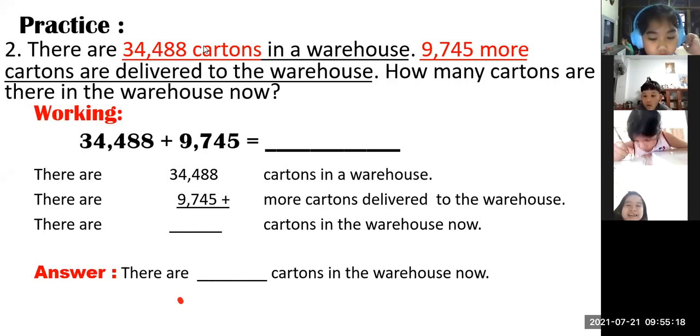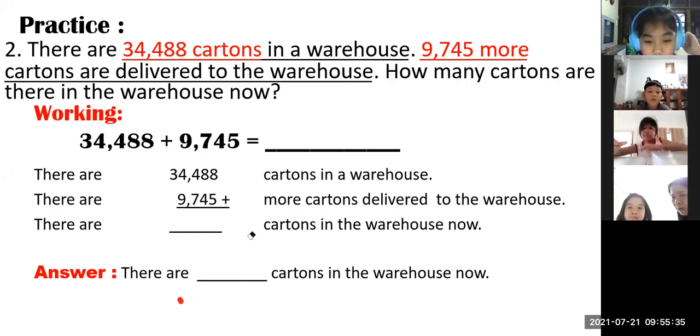Got it. So just copy: there are 34,488 cartons. And then the second one, there are 9,745 more cartons delivered to the warehouse.